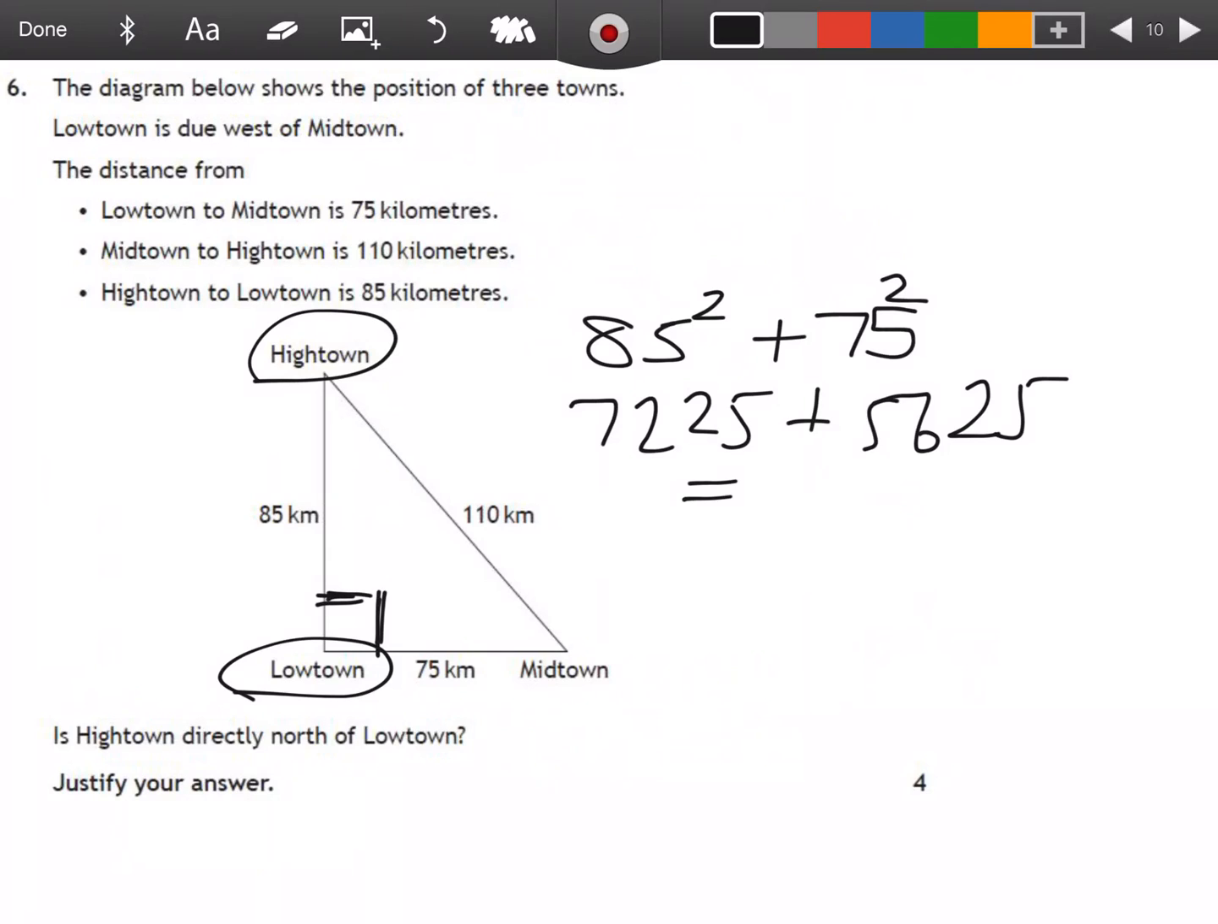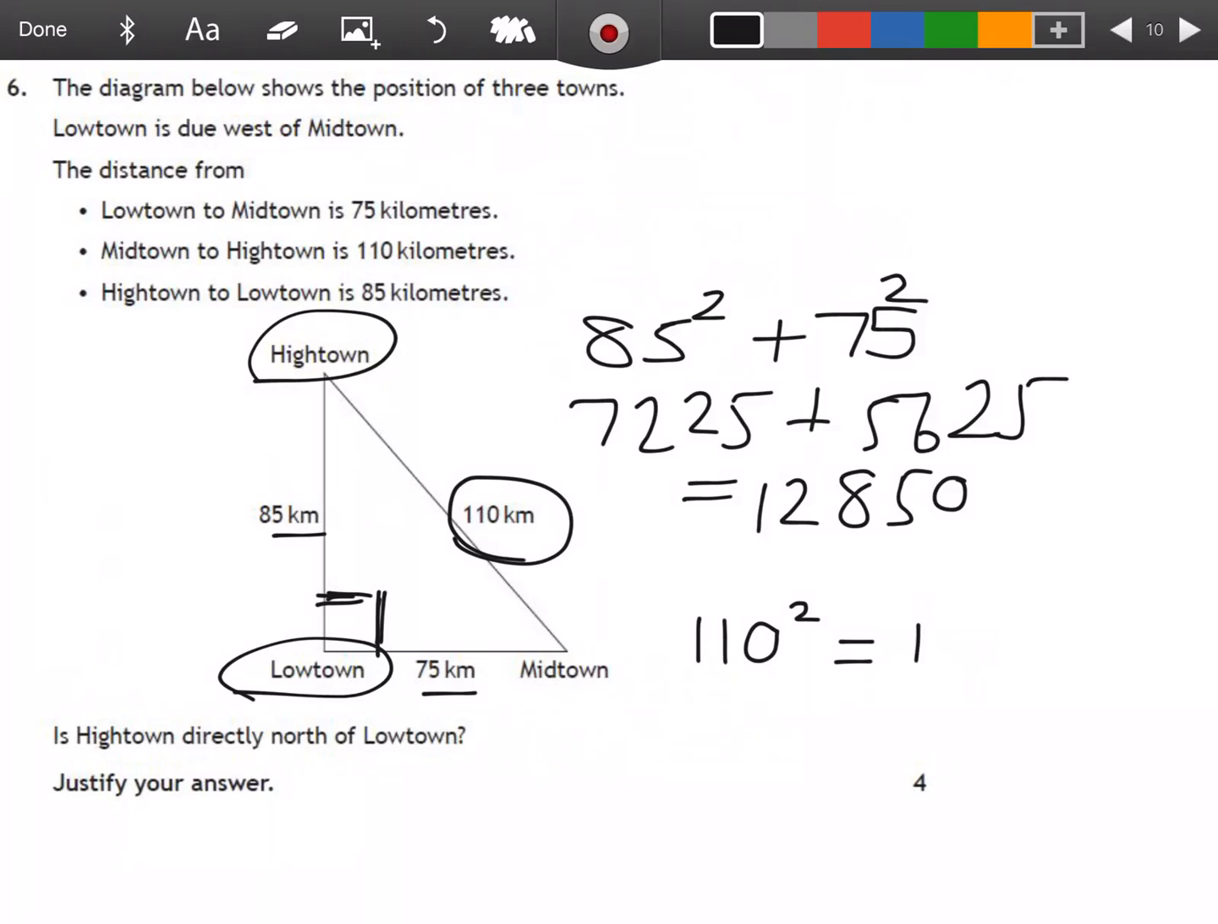Add them together, gives you 12850. Right, that's what we get when we square and add the smaller two sides. If that number is 110 squared, it means it is a right angle triangle, because Pythagoras will actually work. Let's check. What is 110 squared? There's another way you can do this, and I'll just tell you in a wee minute.